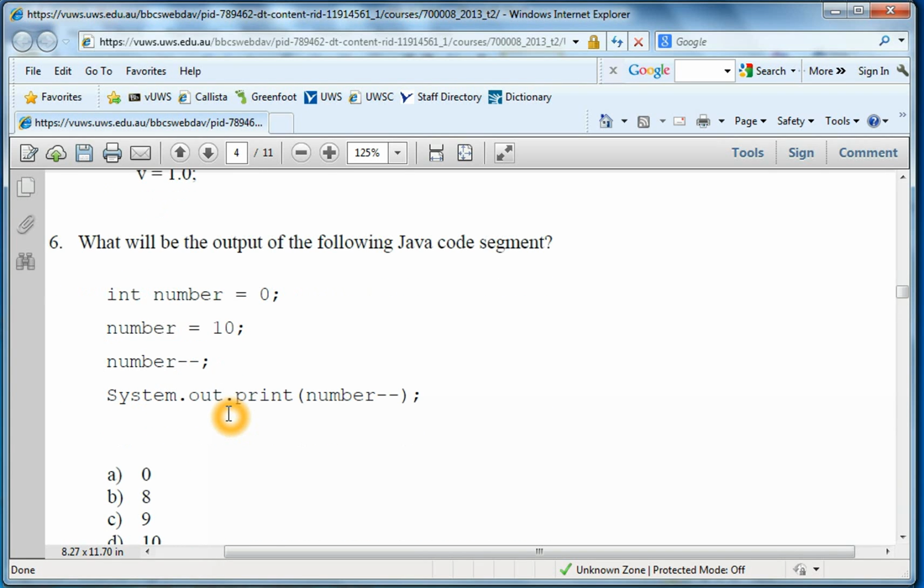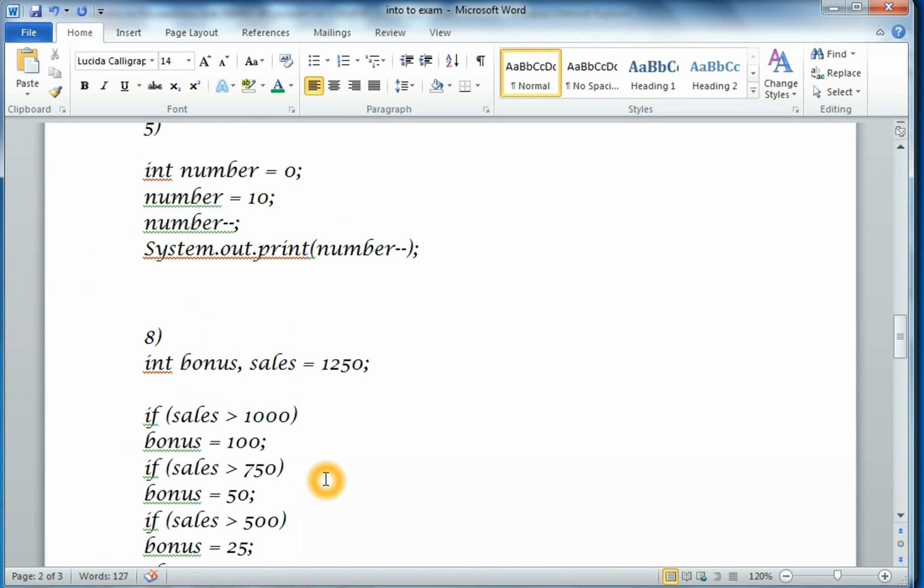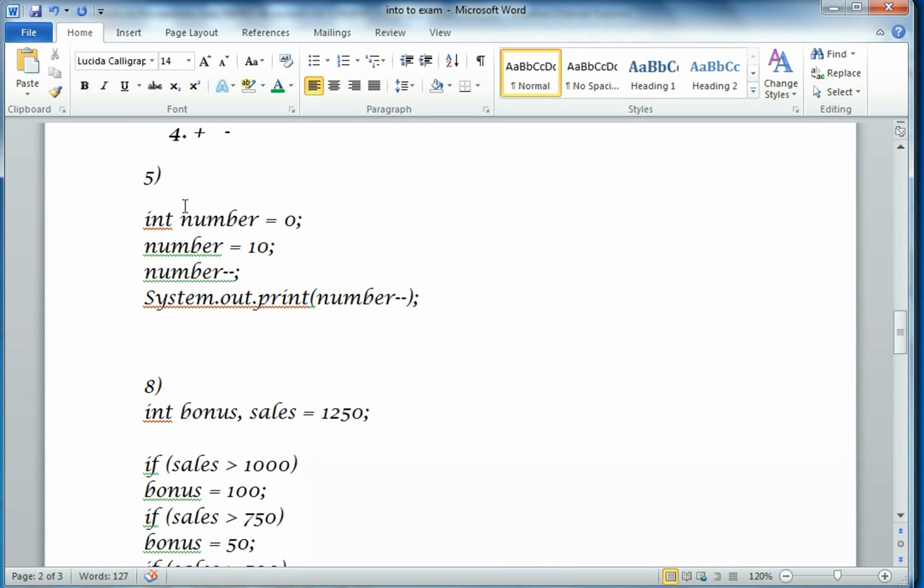Okay, let's look at 6. I've put 6 down into a Word document again. Okay, this should be called 6. Now with this, it's asking what is the output.